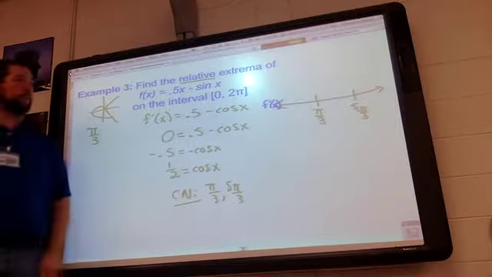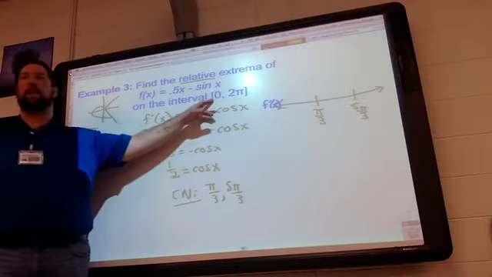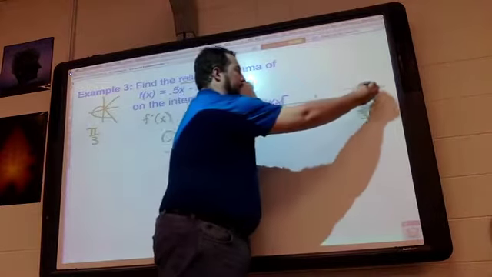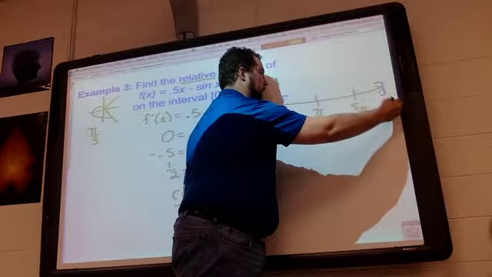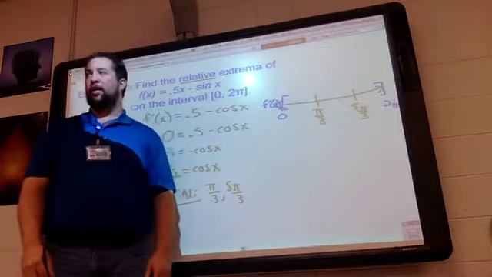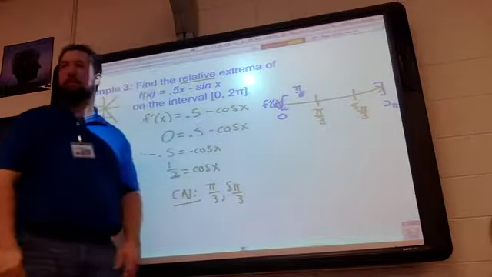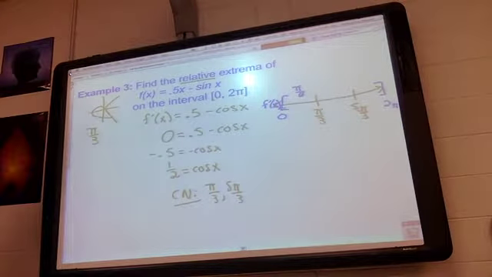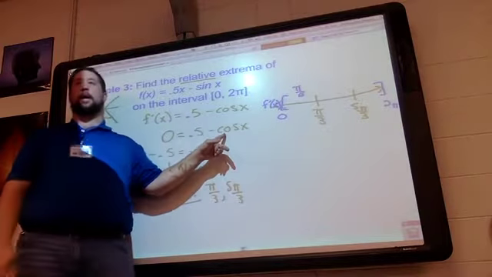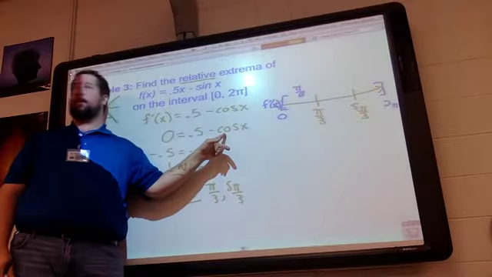All right, so let's plug in something less than pi over 3. 0 is at the very end of our interval. Technically, we're going from 0 to 2 pi. So what's an angle less than pi over 3? Pi over 6, or pi over 4. If I plug that in here, cosine of pi over 6 is square root of 3 over 2.